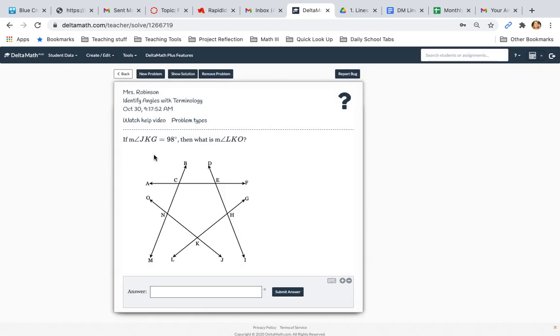So measure of this vertical angle if JKG. So this is the deal, though. They're not telling you it's vertical, right? That's your job to figure that out. So JKG, this one here. So if JKG is 98, what is the measure of LKO? Oh, well, LKO is vertical to JKG. So these two here, there and there, are both the same measure. So they're both 98.